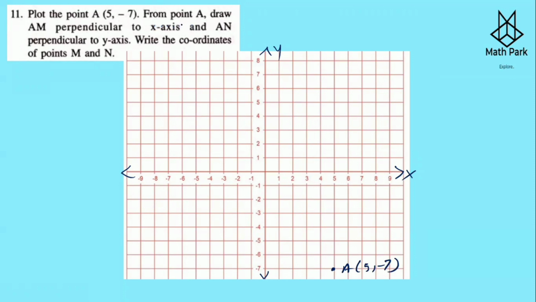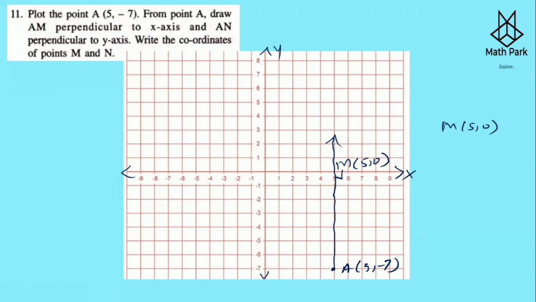They say from point A, draw AM perpendicular to the X-axis. So AM perpendicular to the X-axis is this one. This is your line AM, which is perpendicular to the X-axis. And they ask to write the coordinates of point M. So the coordinates of point M are (5, 0).